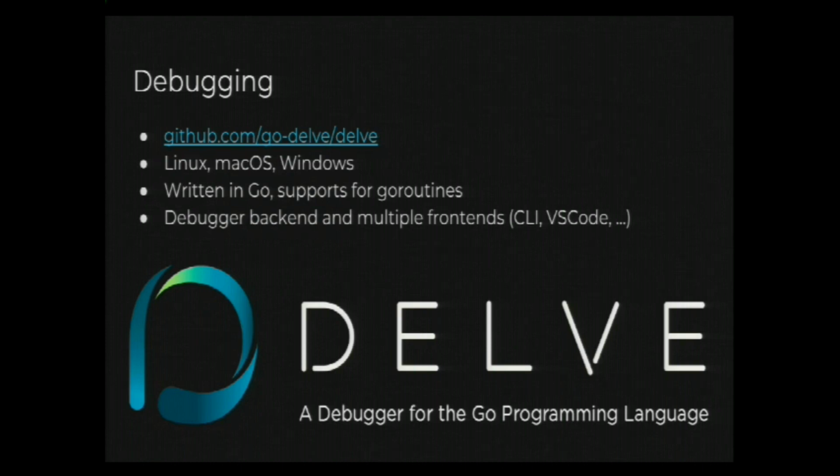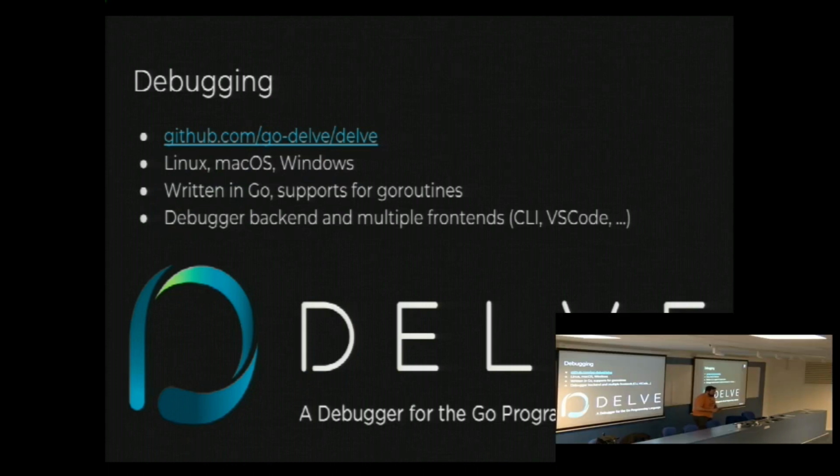Delve is already version 1 point something, 1.1 or 1.2 already. So it's technically ready for production, and I've been using it for a while. It just works really well. It supports all 3 main platforms. On Windows, it is not as good because it's not as fast, but all in all it works pretty well. And it's written in Go completely. It's open source, so you can find it on github.com/go-delve/delve. Also, in order to install it, you do go get that, and that's it.